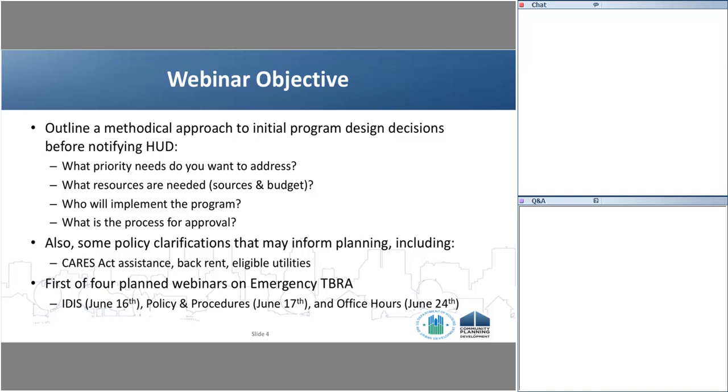Next Wednesday, the 17th, in what we've dubbed Part 2 of our series, we'll dive deeper into the development of detailed policies and procedures. And 2 weeks from today, we'll hold an office hours webinar that will allow us to clarify things as needed, and address questions that have come up in the webinars where we maybe haven't had a chance to get to them, and those sorts of things.